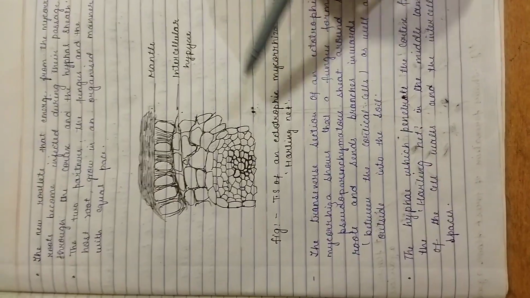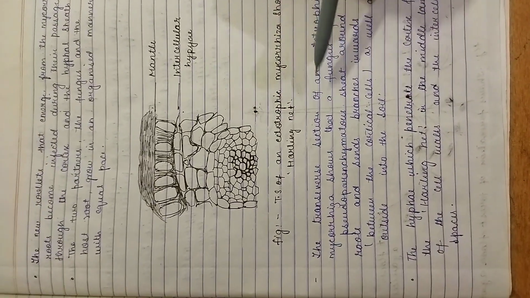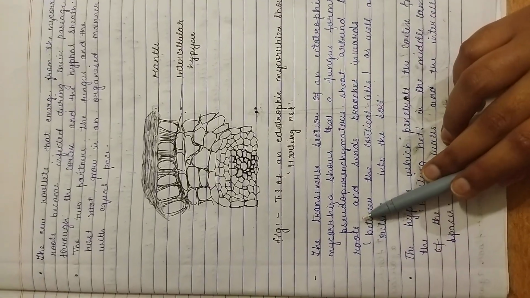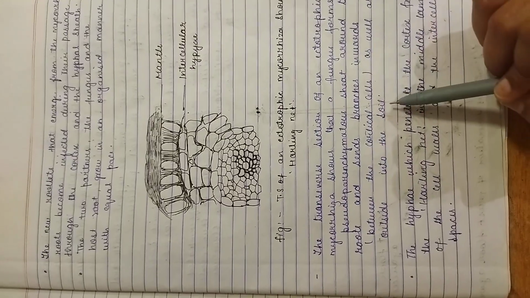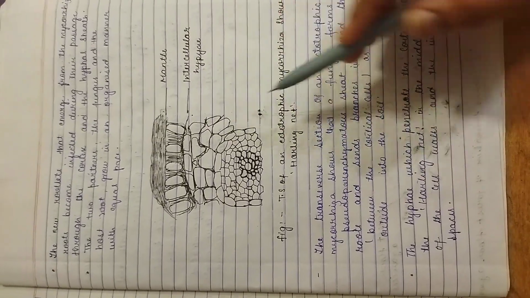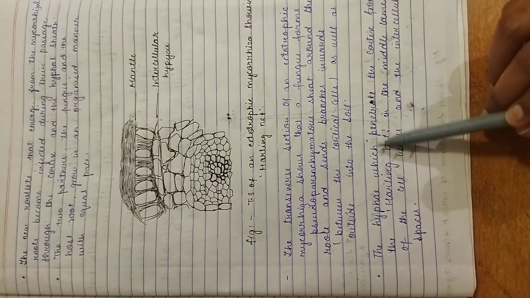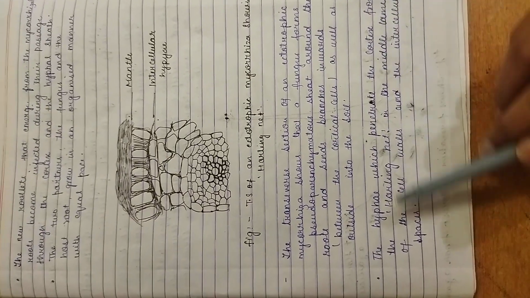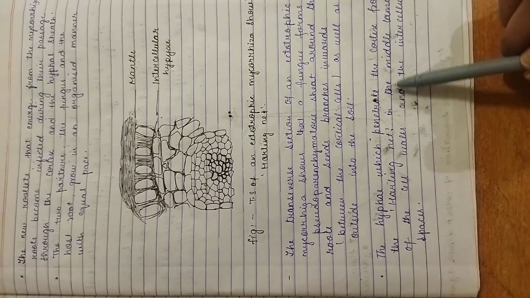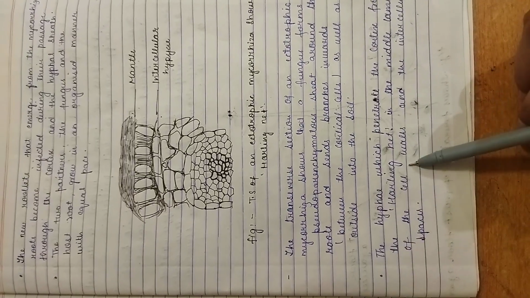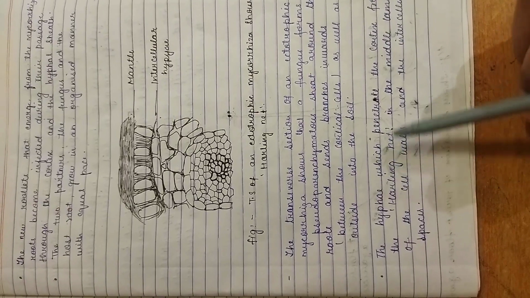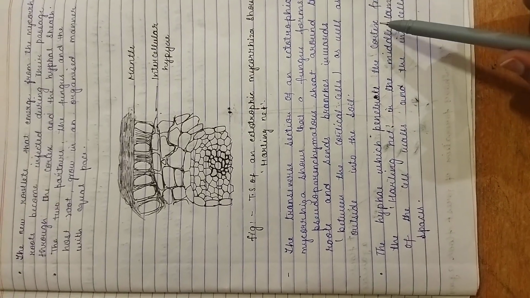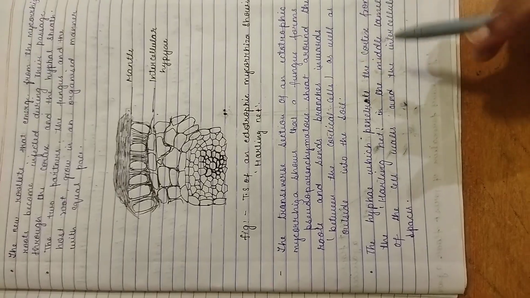When the cortex gets infected, the hyphae are sent inside between the cells as well as outside into the soil. The hyphae which penetrate the cortex form the Hartig net in the middle lamella of the cell wall and the intercellular spaces.